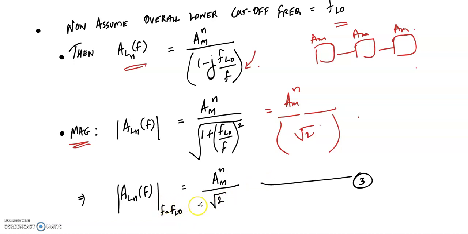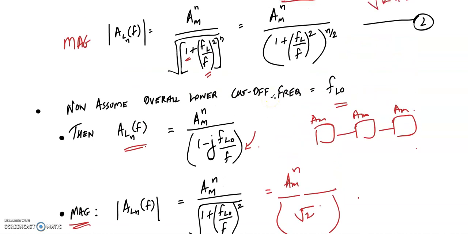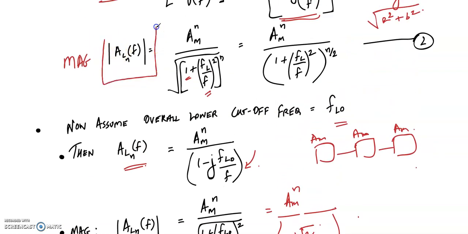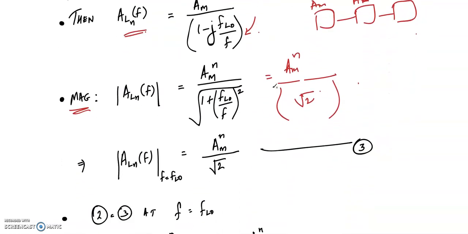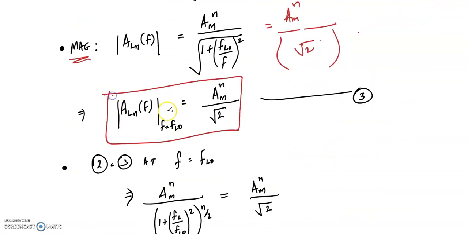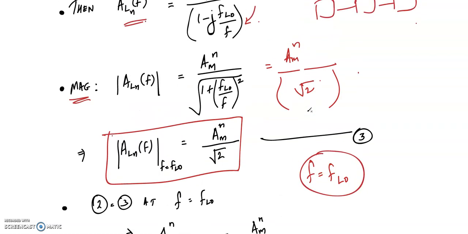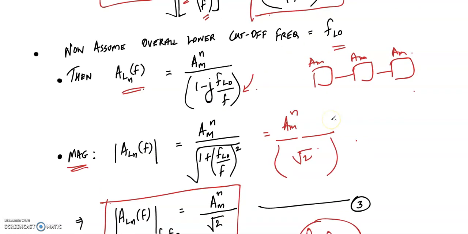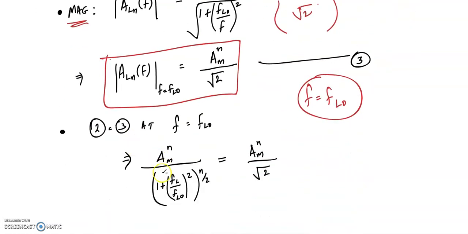Now what we are going to do next is, we will equate these two points. I have the magnitude here, and the same thing, I have the magnitude over here. Now, if I consider that the frequency I am considering is F equal to FL naught, I can equate these two, because both of them give me the overall gain at F equal to FL naught. Let's do that. So this is equation number 2, AM whole raised to n by 1 plus FL by FL naught whole square. I have substituted F equal to FL naught in that equation.